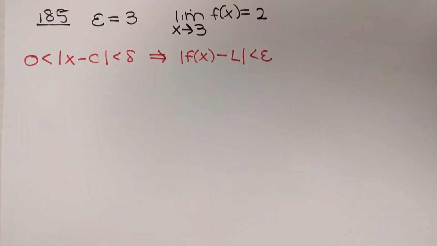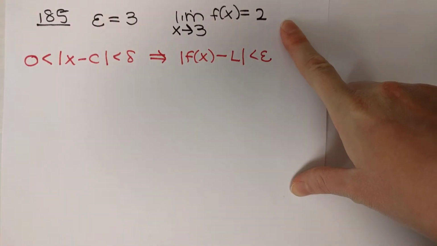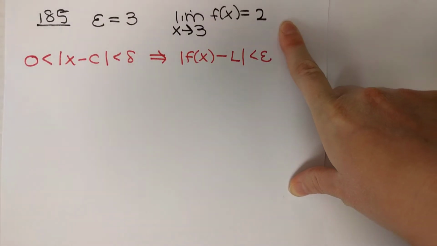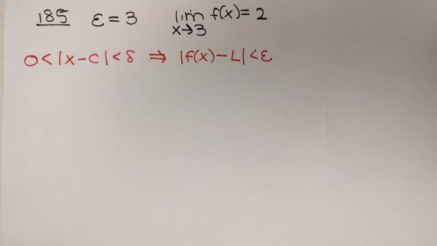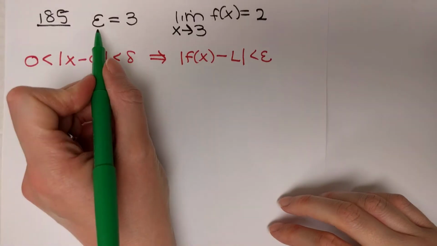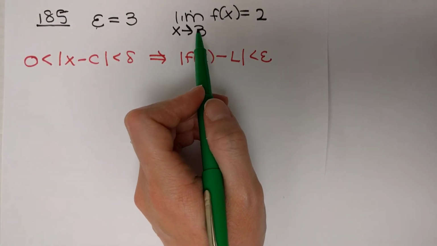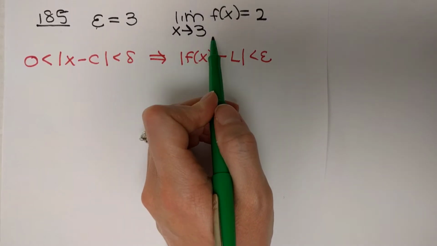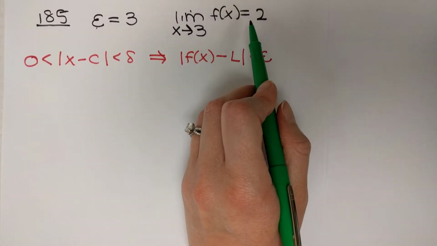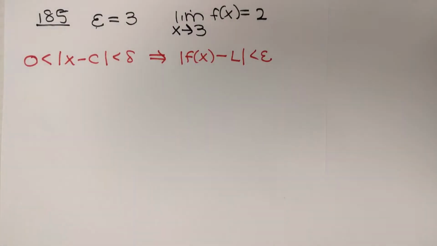Here they're giving us epsilon is equal to 3. We're trying to find the limit of f of x as x goes to 3 is equal to 2. What is the delta value that satisfies that? So I do want to mention, you could look at this as the error on the y-axis. The target is 3 on the x-axis because x arrow 3, and the target on the y-axis is 2 because that's what our limit is equal to.